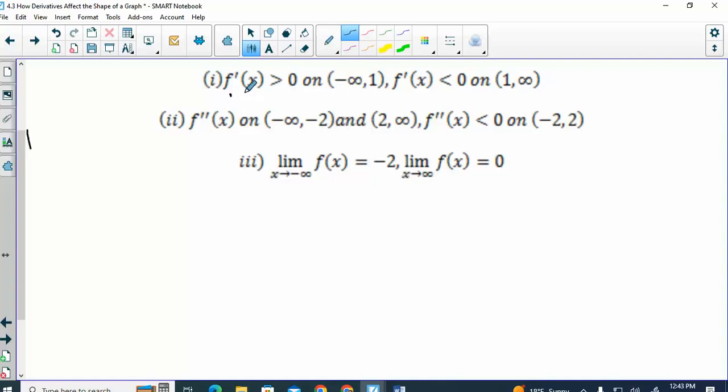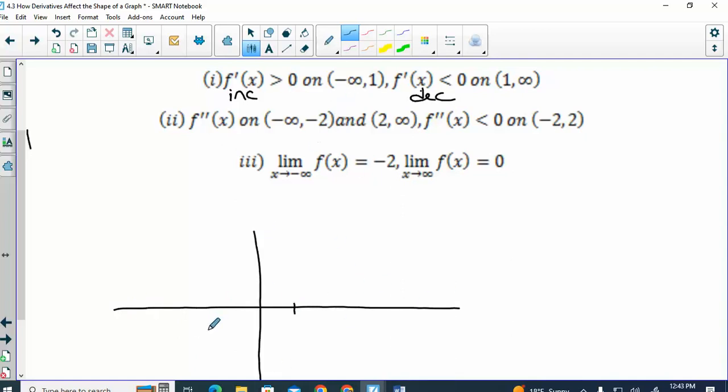If the first derivative is positive, what does that tell us? That's increasing. So it's increasing from negative infinity to 1. If the first derivative is negative, that means our graph is decreasing. Okay. So at 1, my graph went from increasing to decreasing. So what happened at 1?